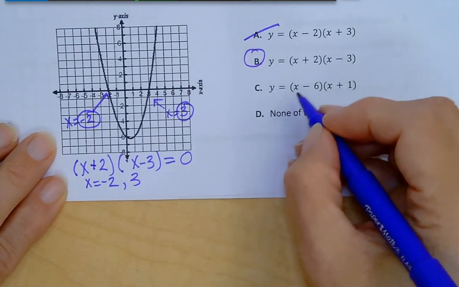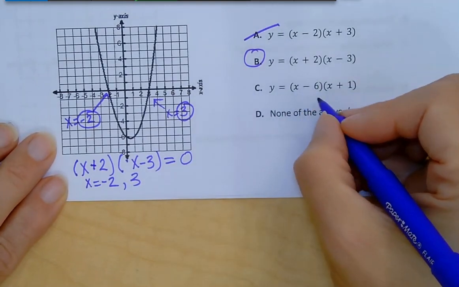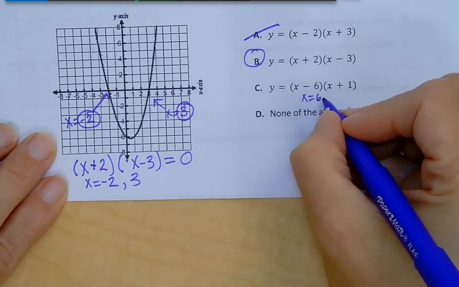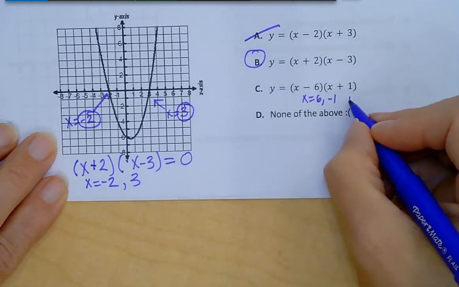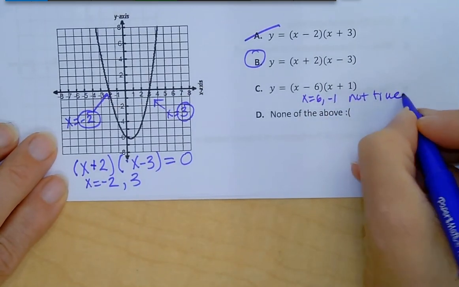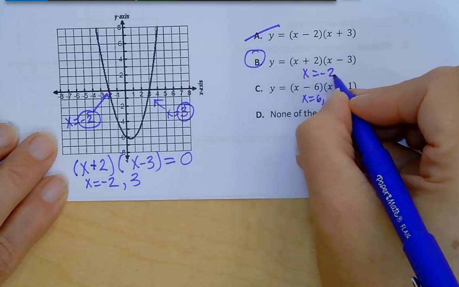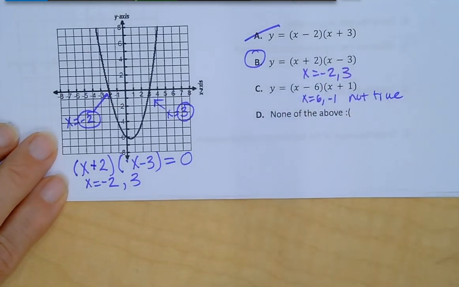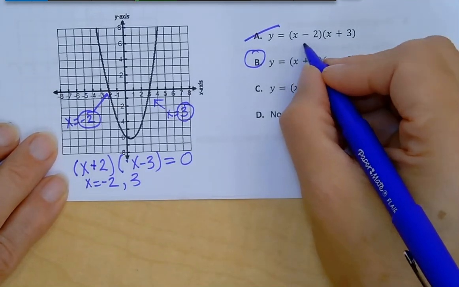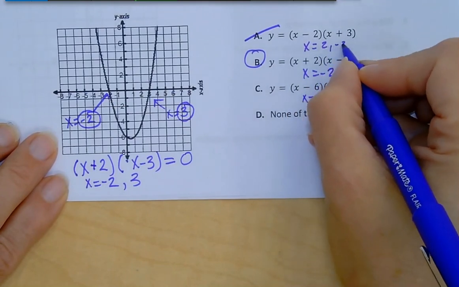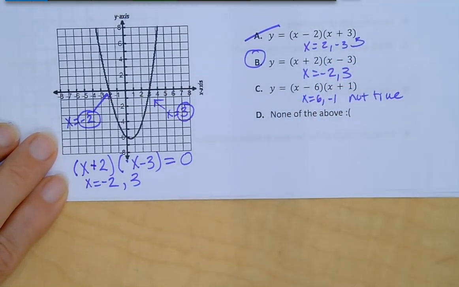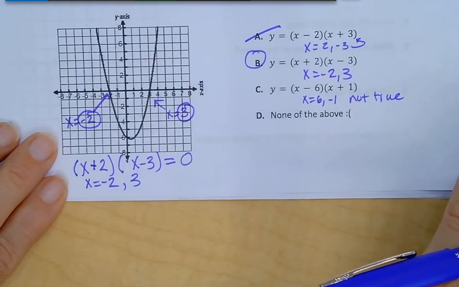This doesn't make any sense because here's the other way you can look at this. This would mean that x equals 6 and negative 1. We know that's not true. This means that x equals negative 2 and 3. Another way to look at it: x would have to equal 2 and negative 3 for that to be true. So we know it has to be this b information.